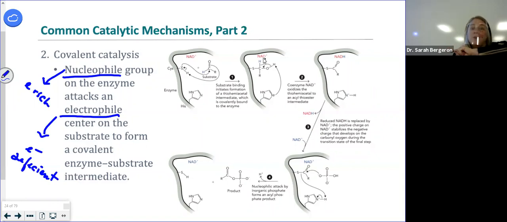So then in this case, we need our coenzyme. Our coenzyme, NAD+, is actually going to oxidize our intermediate. And so what happens in an oxidation reaction? Remind me.